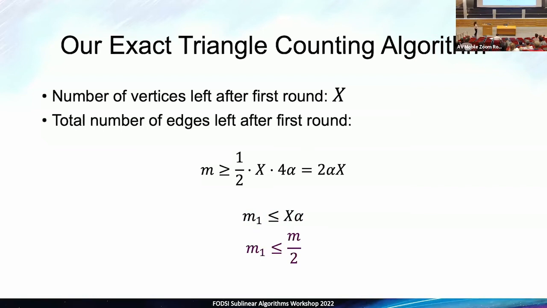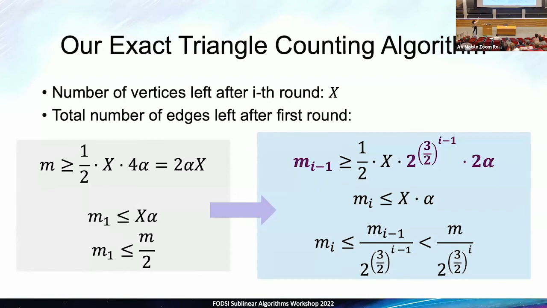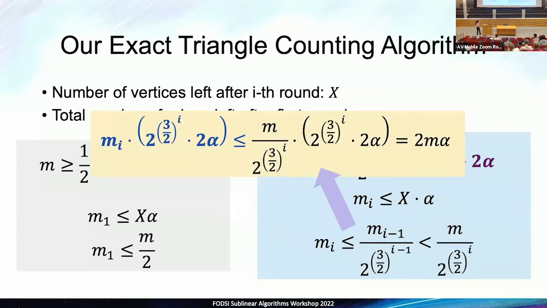So that's only for the first round. Now we do our inductive step. We want to find out after the ith round what happens. So you replace m with m sub i minus 1 for the previous round. You replace the cutoff 4 alpha with your actual cutoff from the previous round, which is 2^(3/2)^(i-1) times 2 alpha. And you replace this m1 with the number of edges in round m sub i. So combining them again, you get a bound on m sub i in terms of m and your doubly exponential factor at the bottom.